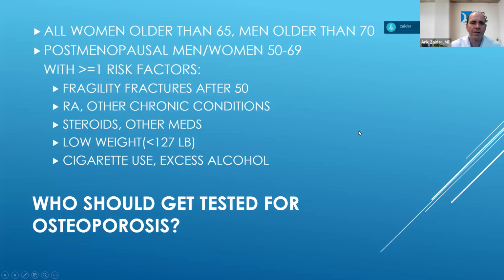Okay, now that we identified who's at risk, who should get tested? The answer is whoever's at risk should get tested. It's only logical, and it really correlates with a lot of the things we've been talking about. All women over 65 should get tested for osteoporosis, and that's mandated by Medicare. Men older than 70 as well, but you don't always get coverage for it.